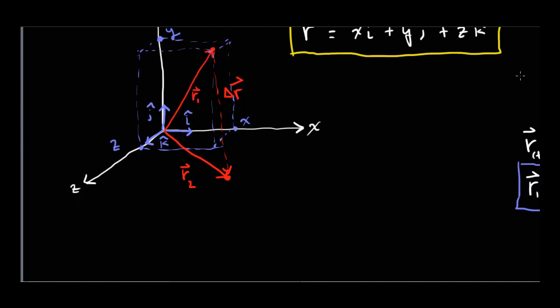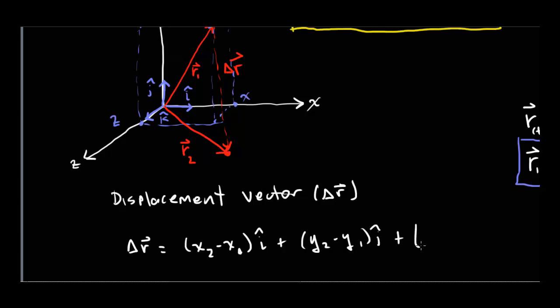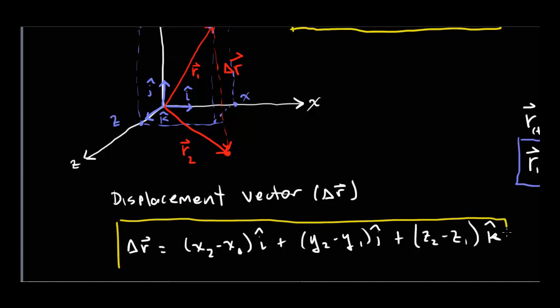So how could I calculate delta r? What is the displacement vector? Hopefully it's pretty straightforward. I can just treat the different directions independently. So I can say delta r equals x2 minus x1 times i hat, plus y2 minus y1 times j hat, plus z2 minus z1 times k hat. That's a k there, it's k hat. So we're just taking a look at the displacements in the three individual directions times their unit vectors.